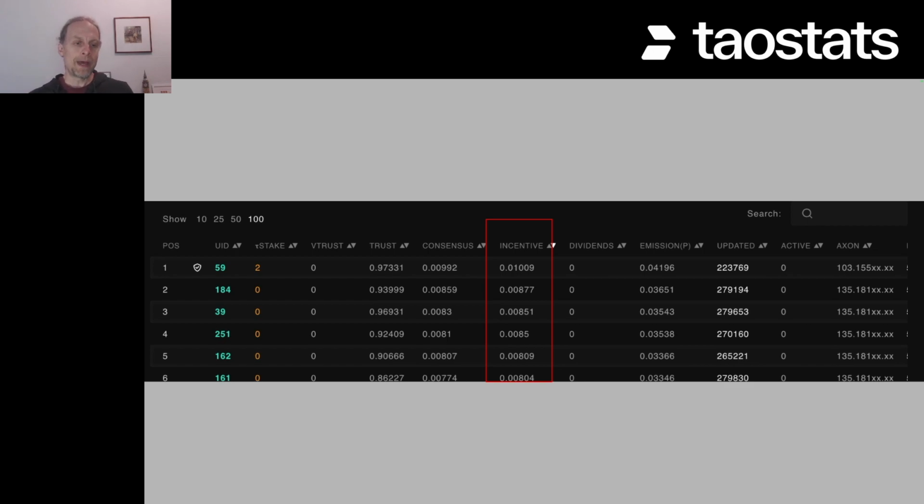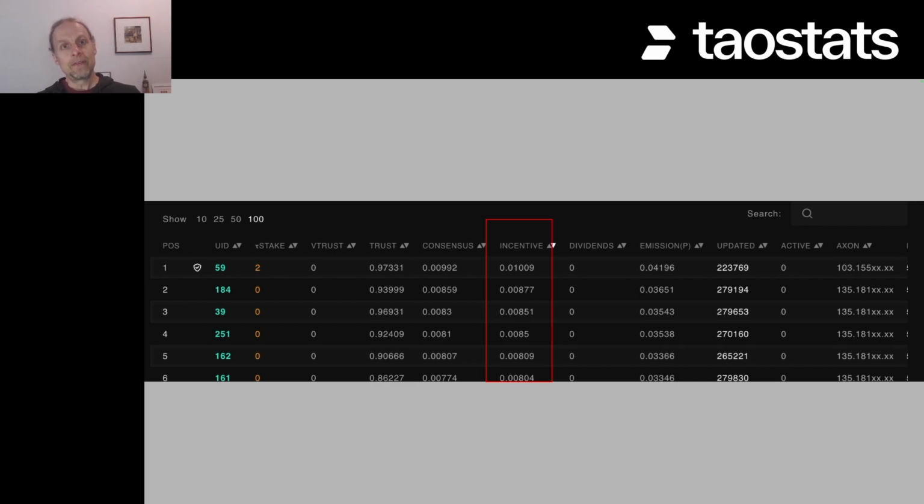Incentive is built on the consensus and the trust using the UMA consensus and the incentive mechanism for your subnet. Some subnets utilize trust, some don't. The incentive mechanism is different for all of the different subnets. You can investigate that by digging around in the GitHub and learning how that is created.